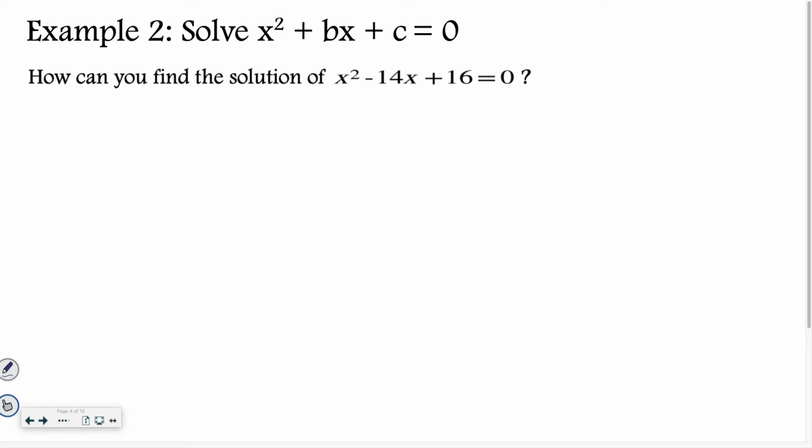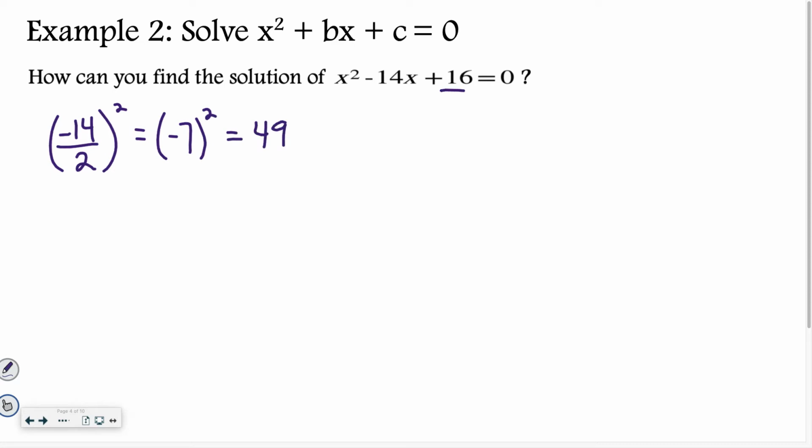Okay. All right, so how can you find the solution of x squared minus 14x plus 16 equals 0? We already have something set equal to 0, which is perfect. And you might say, oh, look, we already have a trinomial. The downside is it's not a perfect square. I know that because if I take that b value, that negative 14, cut it in half, and square it, I would get negative 7 squared, which is 49.